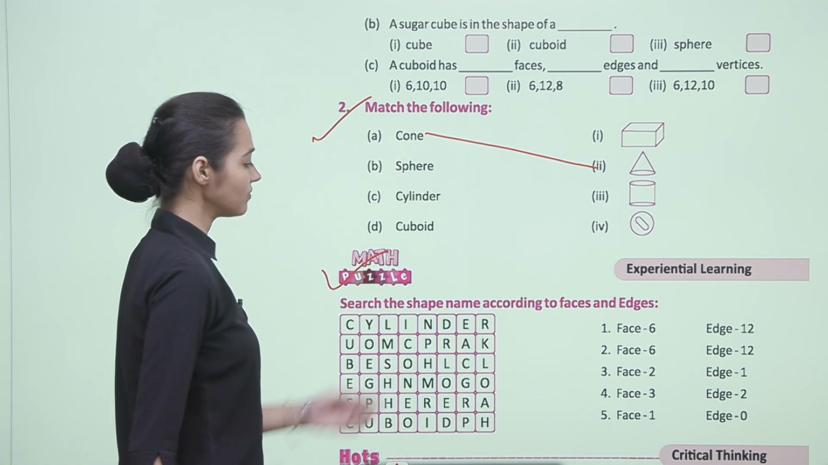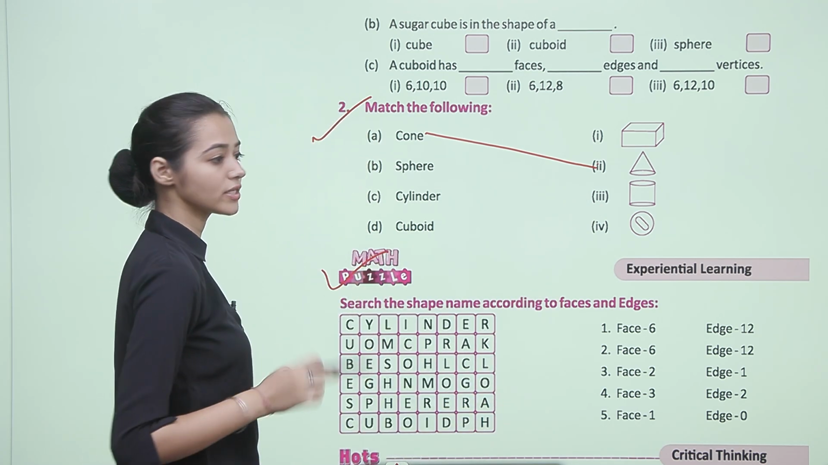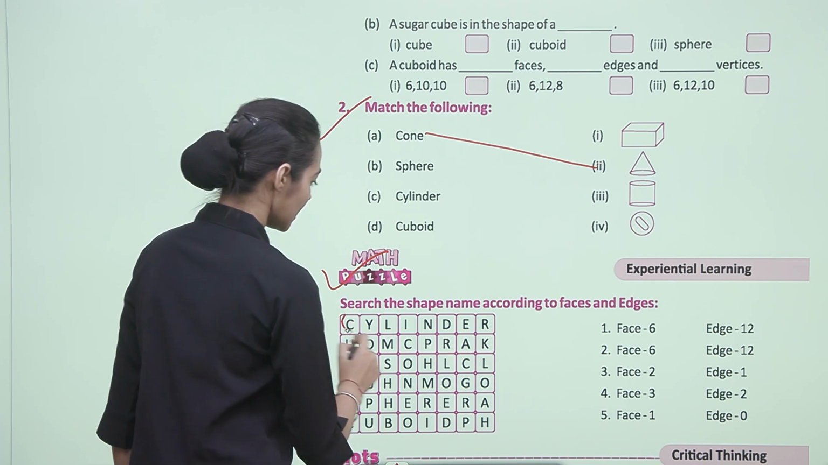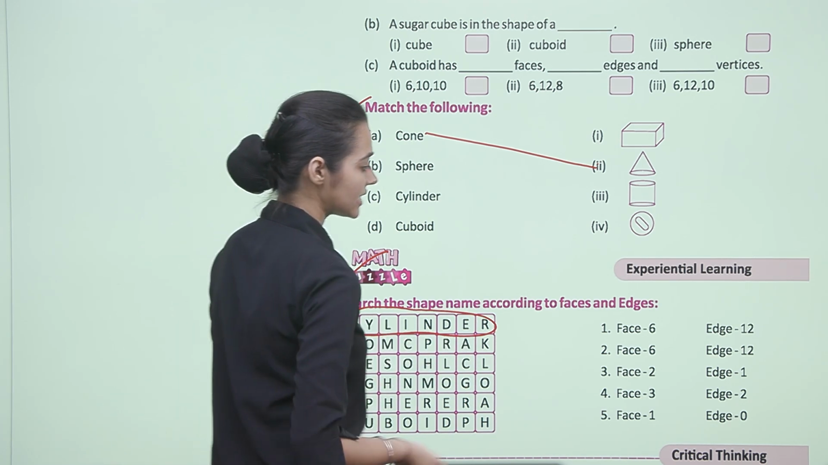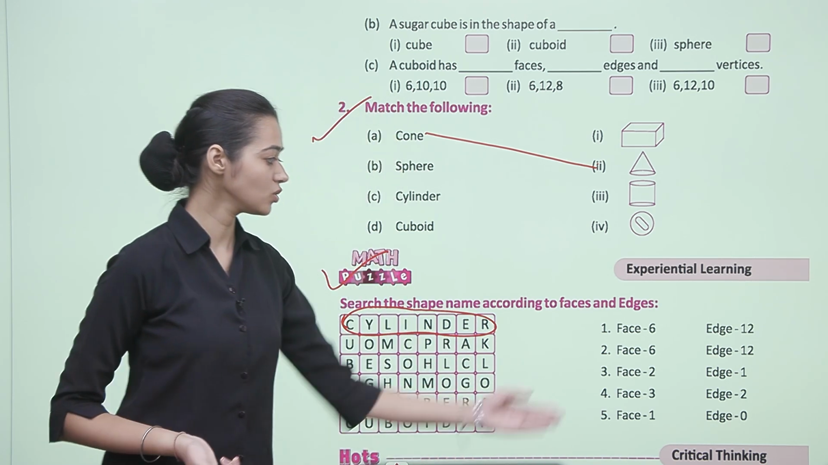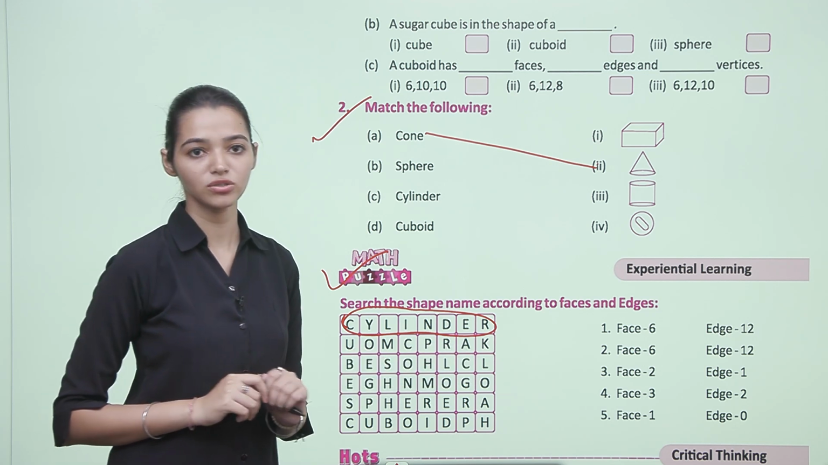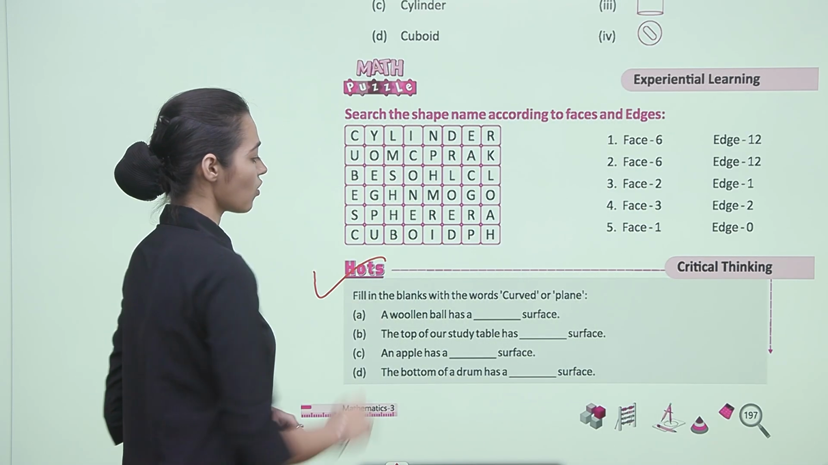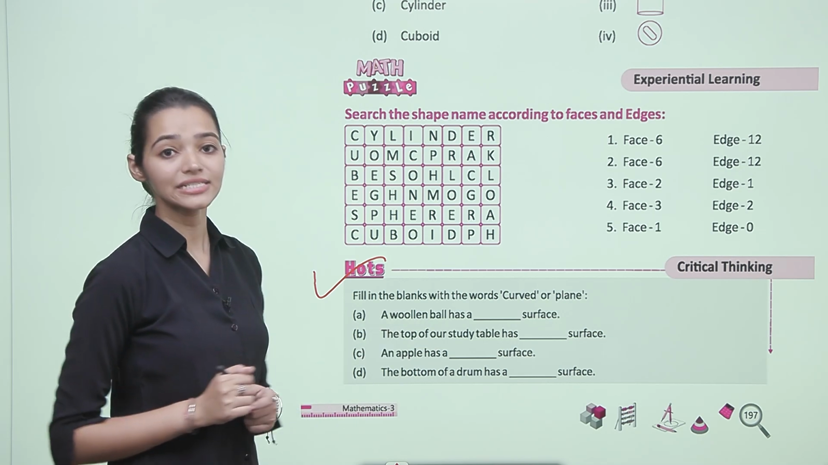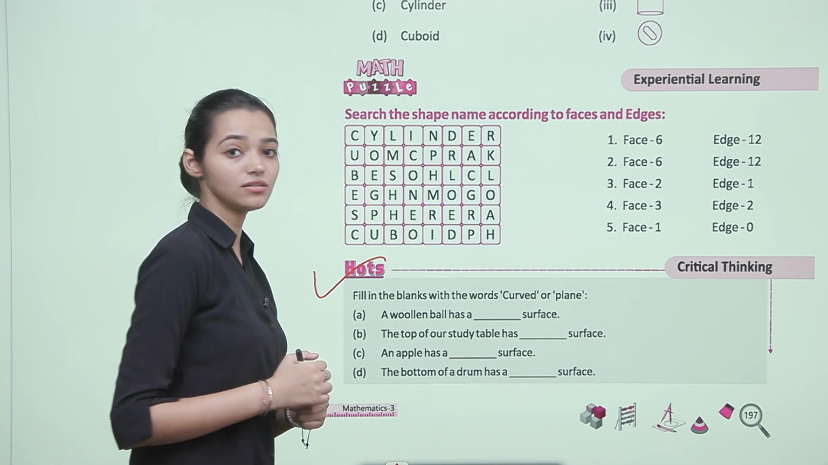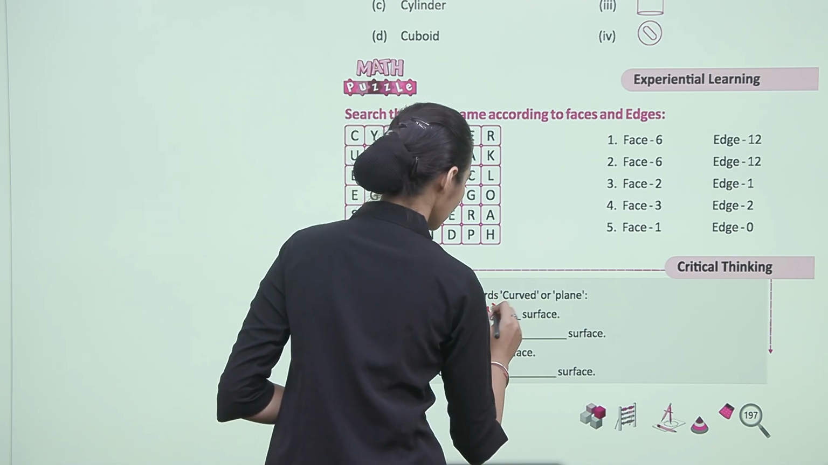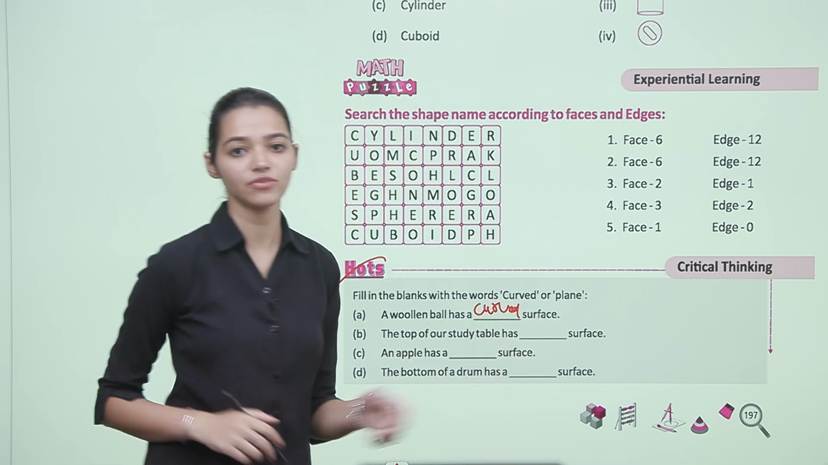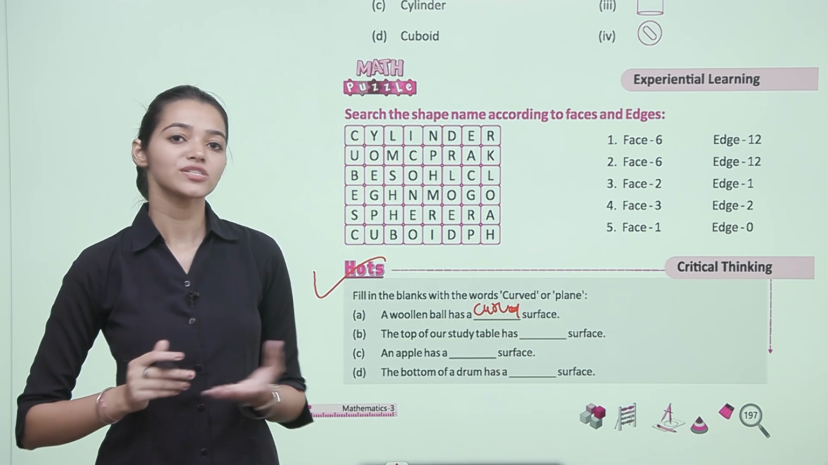Next is our maths puzzle. We have to search for the shape name according to the faces and the edges. Here is our cylinder, and here you can find all of them according to the faces and shapes. Next is our HOTS. Fill in the blanks with the words curved or plain. A woolen bowl has a very good curved surface. That's how you can solve the remaining part.